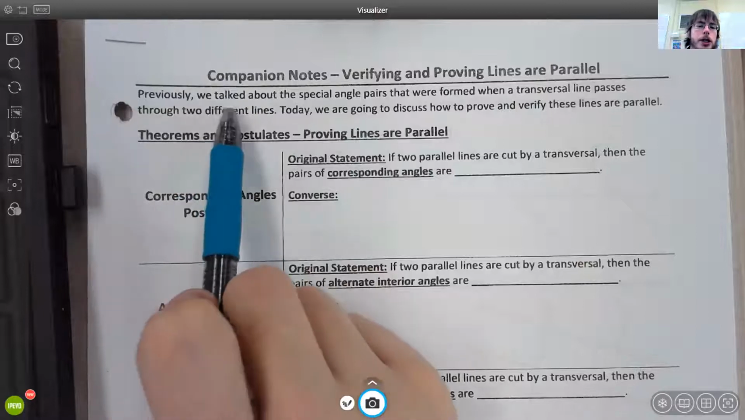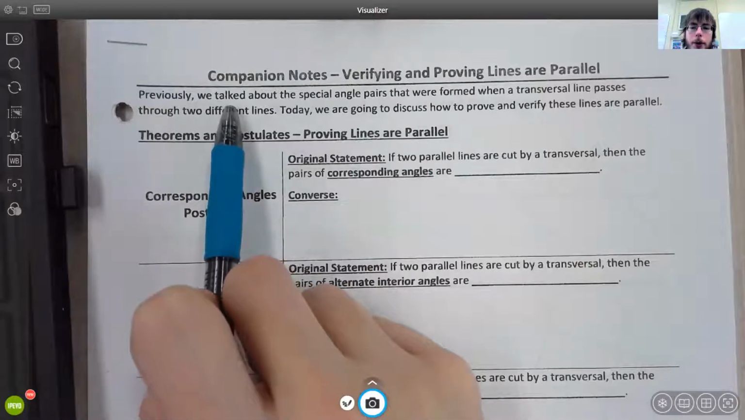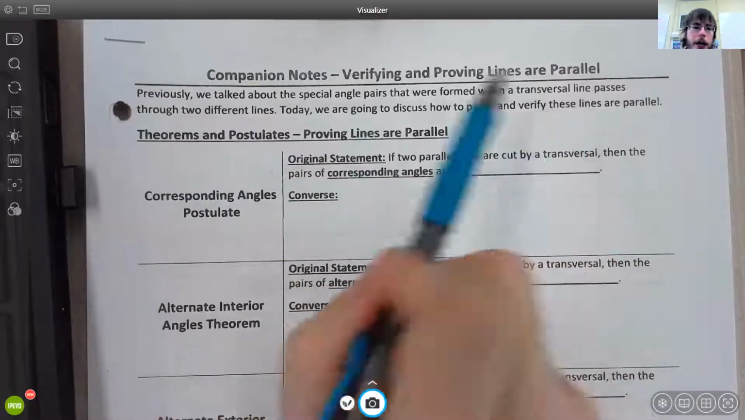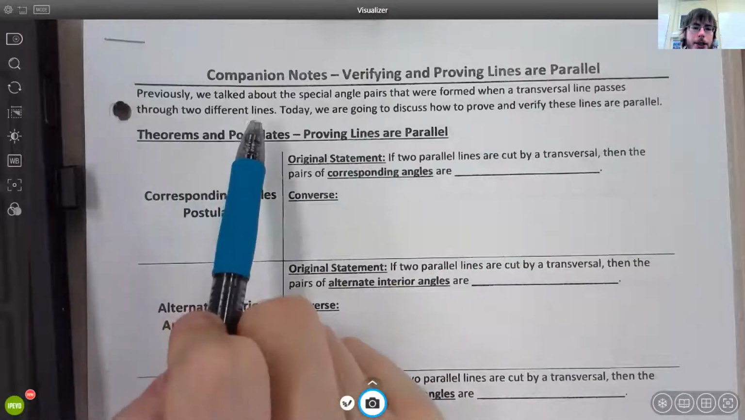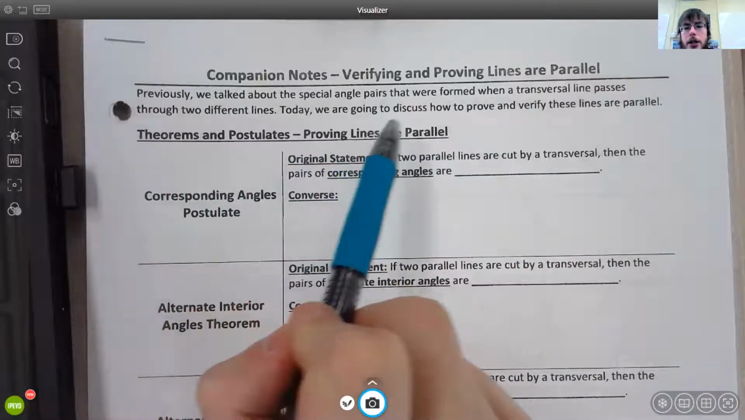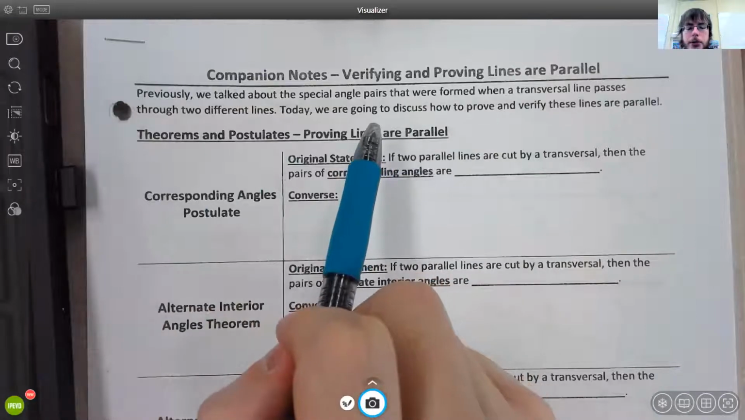So previously we talked about the special angle pairs that were formed when a transversal line passes through two different lines. Today we are going to discuss how to prove and verify these lines are parallel.